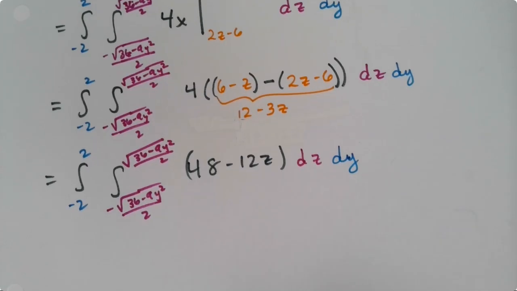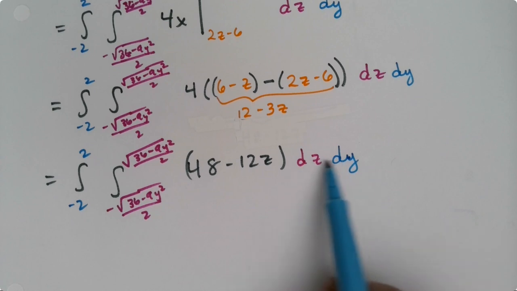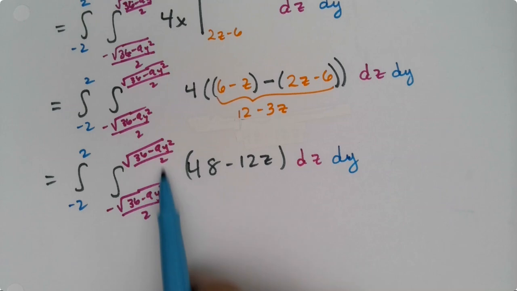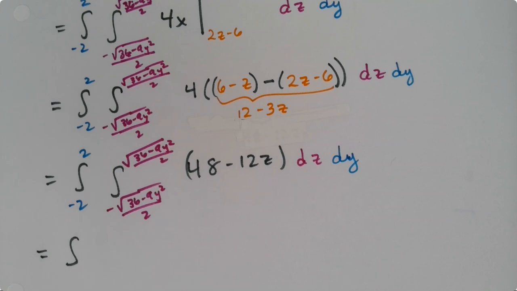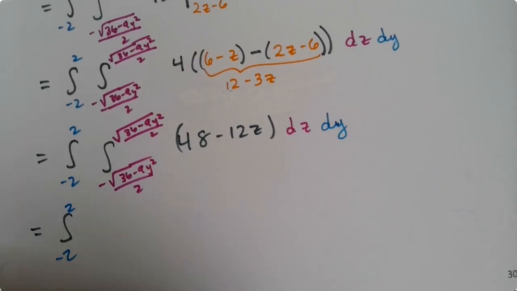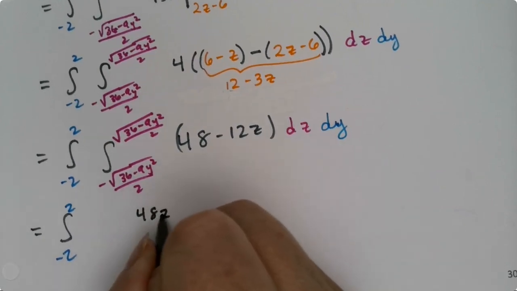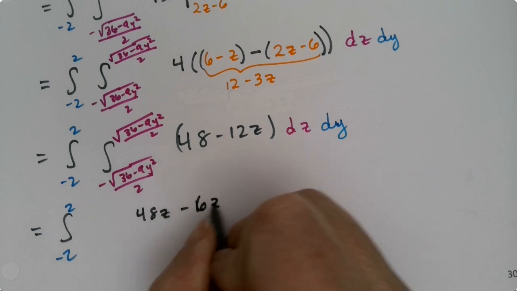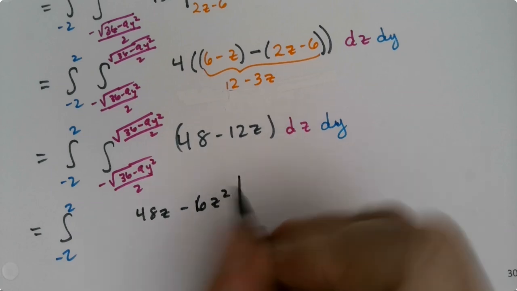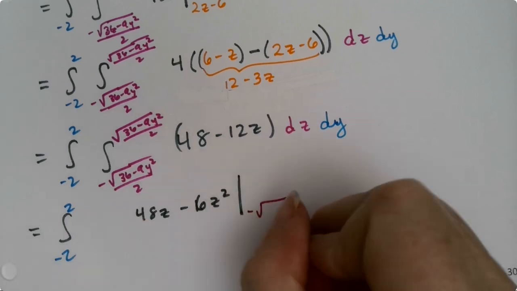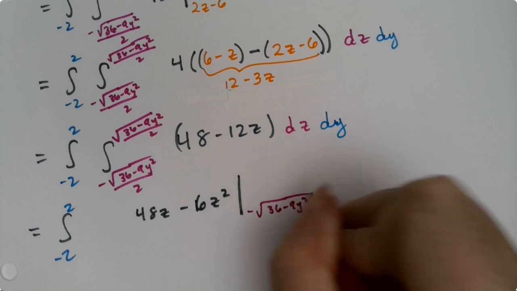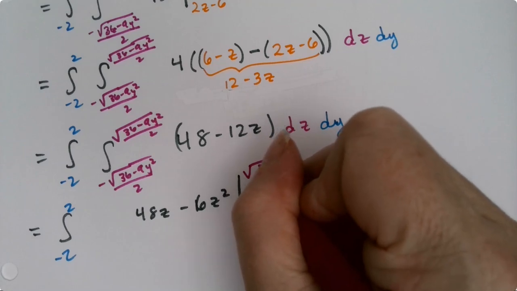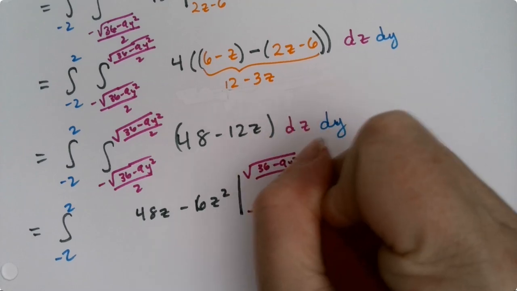And again, we have to go in this order because we chose this order, and it wouldn't be any different if we did dy dz. But we have to do z first because there's y's in here, so we need them. Y is the one with the constants. So this is the integral from negative 2 to 2. And then this would be 48z minus 6z squared, right? Because we would add 1 to the power. And then that's taking that from negative square root of 36 minus 9y squared over 2 to positive square root of 36 minus 9y squared over 2 dy.